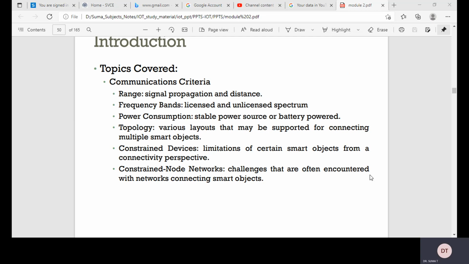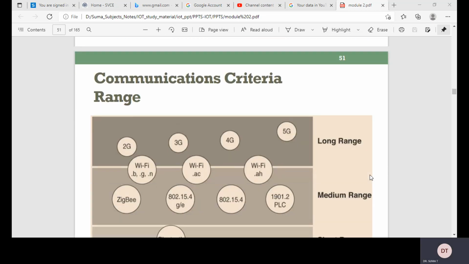These communication criteria include range: signal propagation and distance; frequency bands: licensed and unlicensed spectrum; power consumption: stable power source or battery powered; topology: various layouts that may be supported for connecting multiple smart objects; constrained devices: limitations of certain smart objects from a connectivity perspective; and constrained node networks: challenges that are often encountered with networks connecting smart objects.